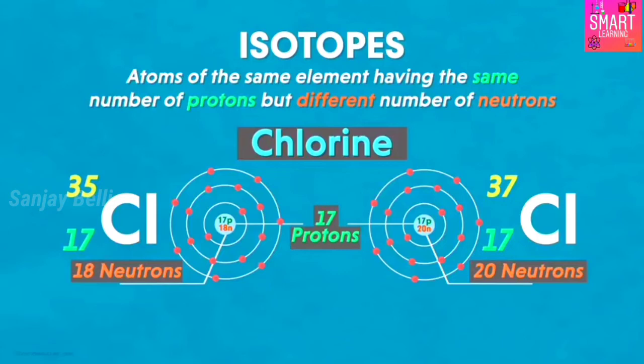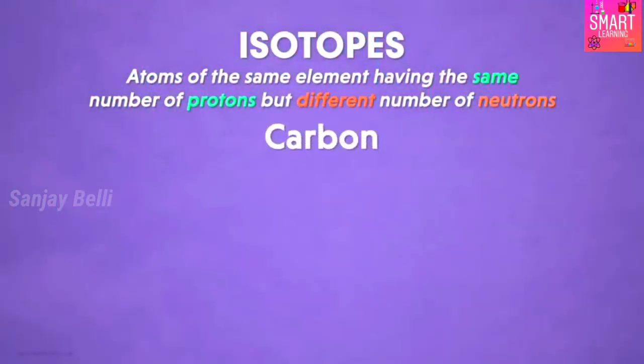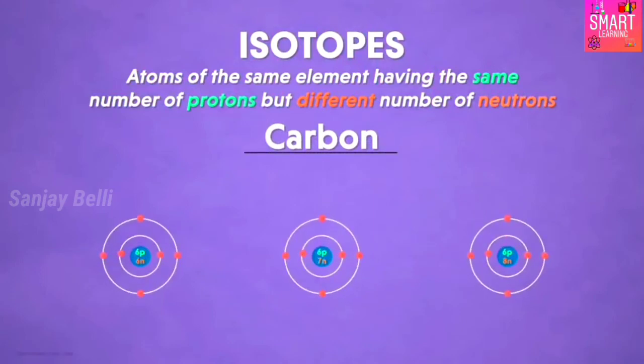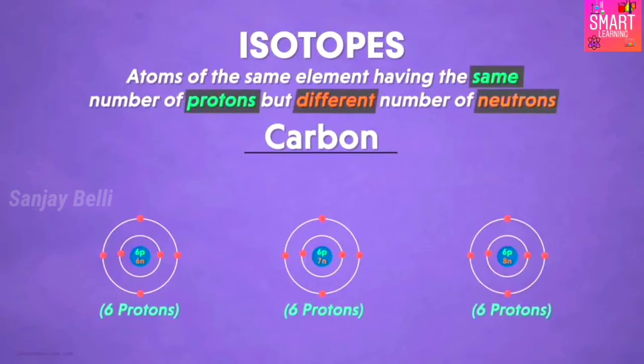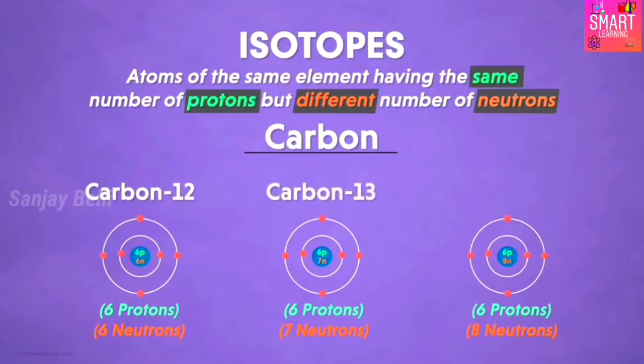Similarly, several elements have isotopic forms. For instance, we have carbon with 3 isotopes. As we can see here, each isotope has 6 protons but a different number of neutrons. One has 6, the other has 7 and the last one has 8 neutrons. We name these isotopes as carbon 12, carbon 13 and carbon 14 respectively.